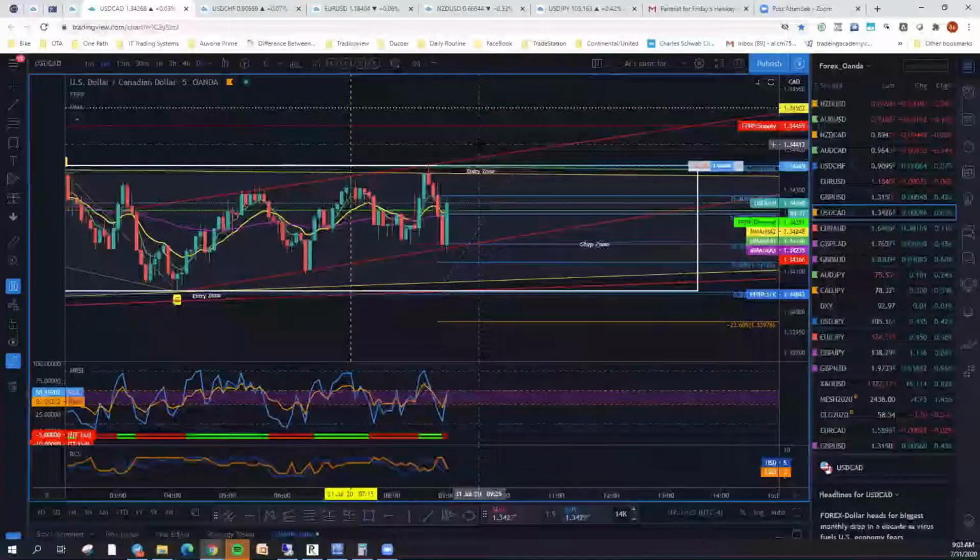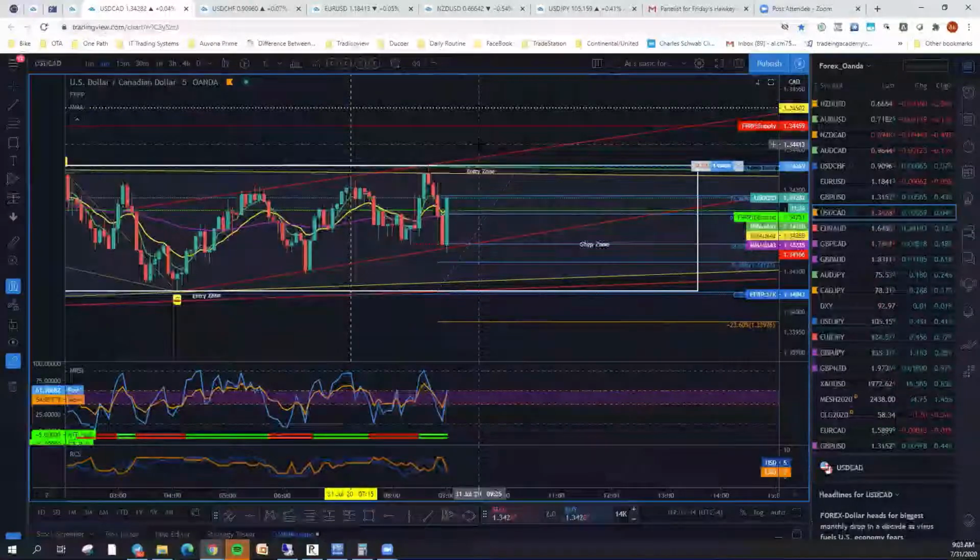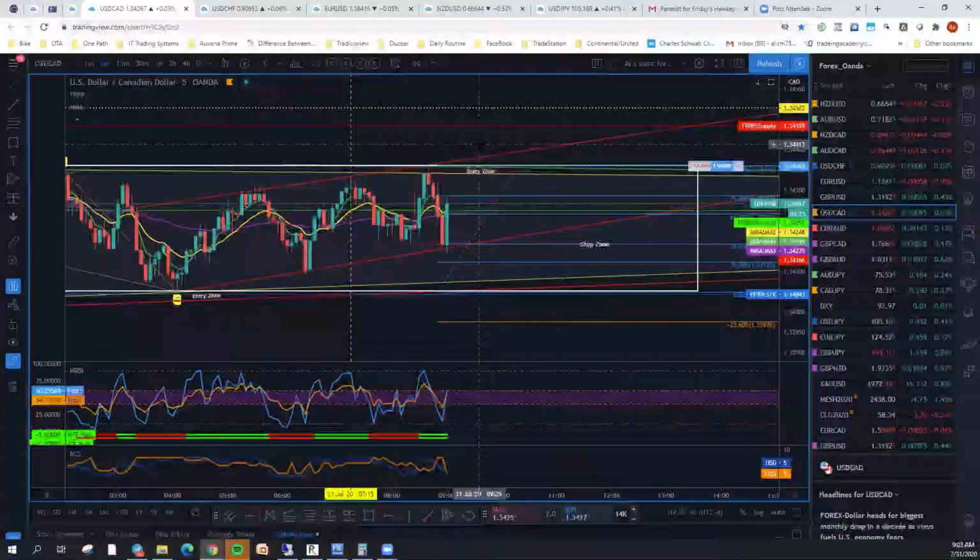If this thing decides to break out of the bottom, now you just add to a losing position. I don't like adding to a losing position. I'd rather have the one position being at least positive before I add to it.